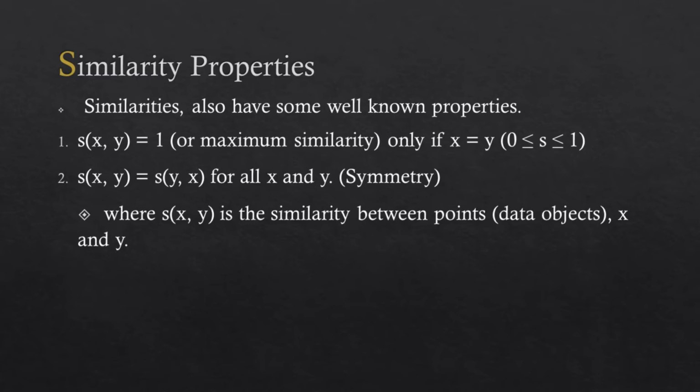So next is number 2. S of x, y equals s of y, x for all x and y. So it is a symmetry where s of x, y is the similarity between points which is data objects x and y. So symmetry, which means that the distance between 2 points are the same.